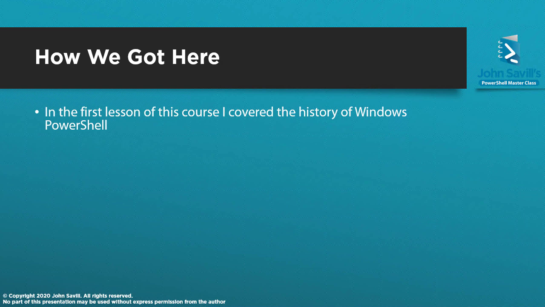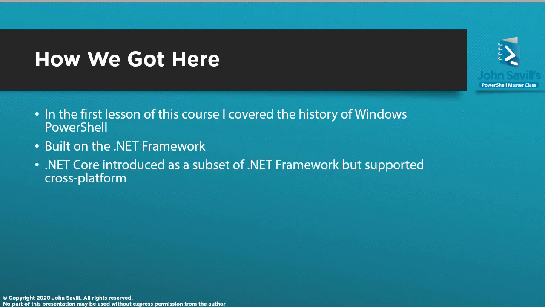But Windows PowerShell was built on the .NET framework. So .NET framework exposes pretty much every aspect of the Windows operating system. And so PowerShell, built on that .NET framework, could really hook into every aspect of the Windows operating system. But we don't live in a pure Windows world. And so .NET Core was introduced. Now this had a subset of the functionality, the APIs of the .NET framework, but it was now supported cross-platform. We could use it on Linux, on Mac OS.